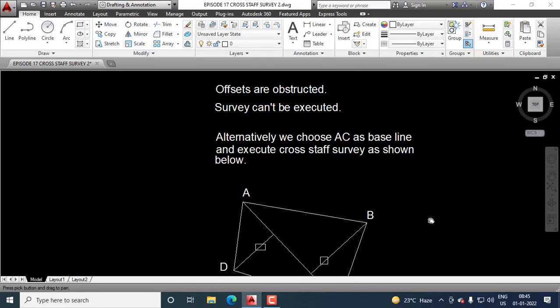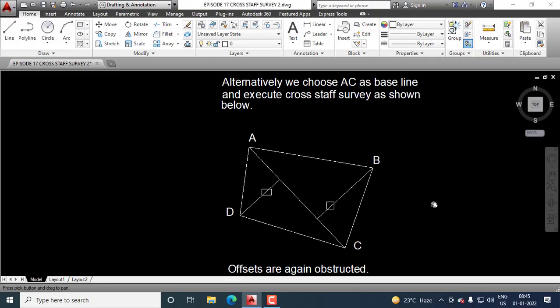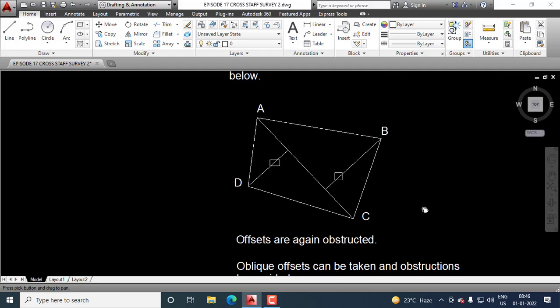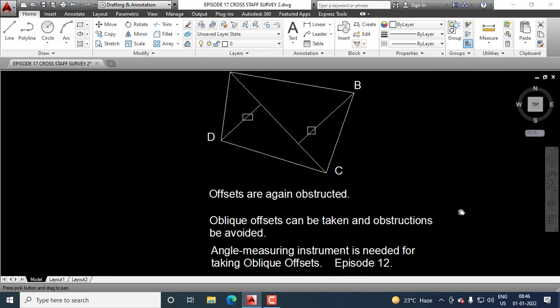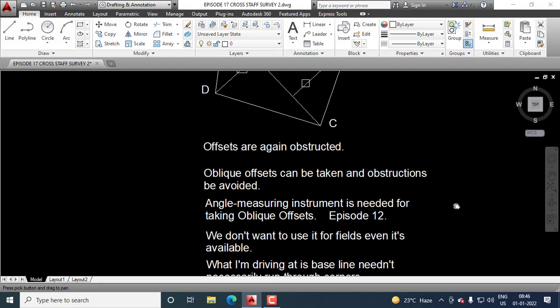Alternatively, we choose AC as baseline and execute crossstaff survey as shown below. This time we have chosen this diagonal AC. Again, offsets are obstructed. Oblique offsets can be taken and obstructions can be avoided. Angle measuring instrument is needed for taking oblique offsets.